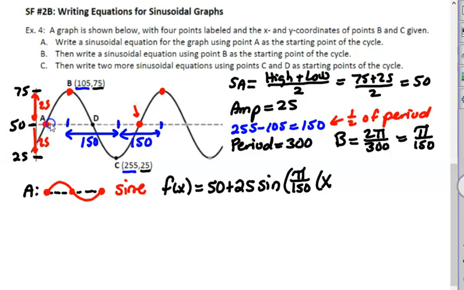So this is where we want to use the piece of information that we learned earlier, that all of the key points in the x direction are evenly spaced. So I know that from 105 to 255 is 150. So that means these 2 points from here to here must be 75 apart.